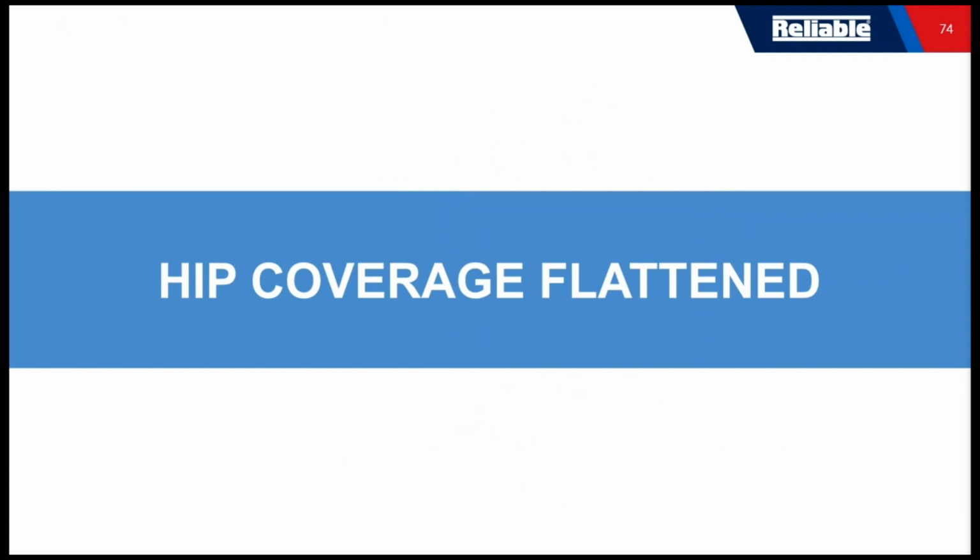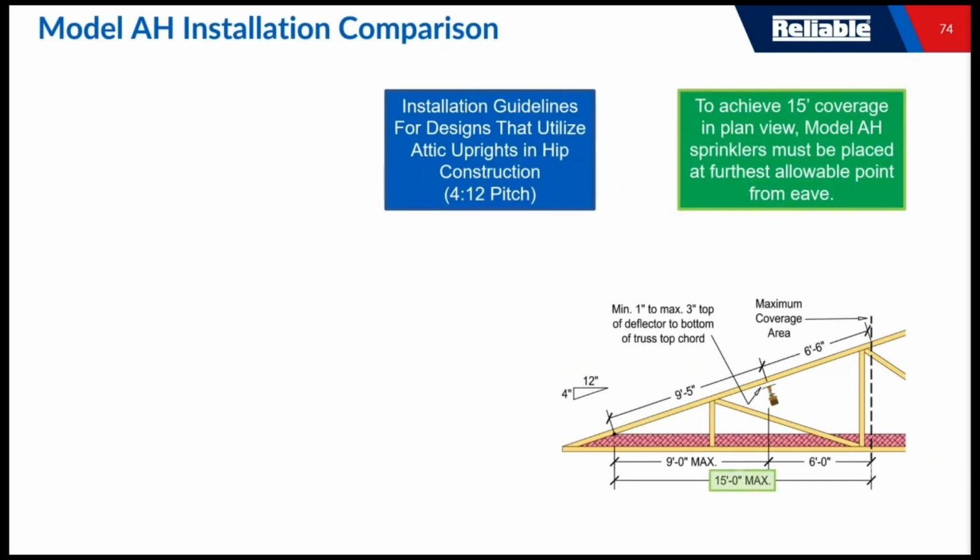The hip coverage is important because we actually flattened it. Most coverage area for sprinklers used in hips is measured along the ceiling. All of our attic sprinklers, including the hips, are measured with their coverage area along the floor. This coverage area being measured along the floor just means you get more out of your sprinkler. You're not wasting the coverage by using it up on a slope.